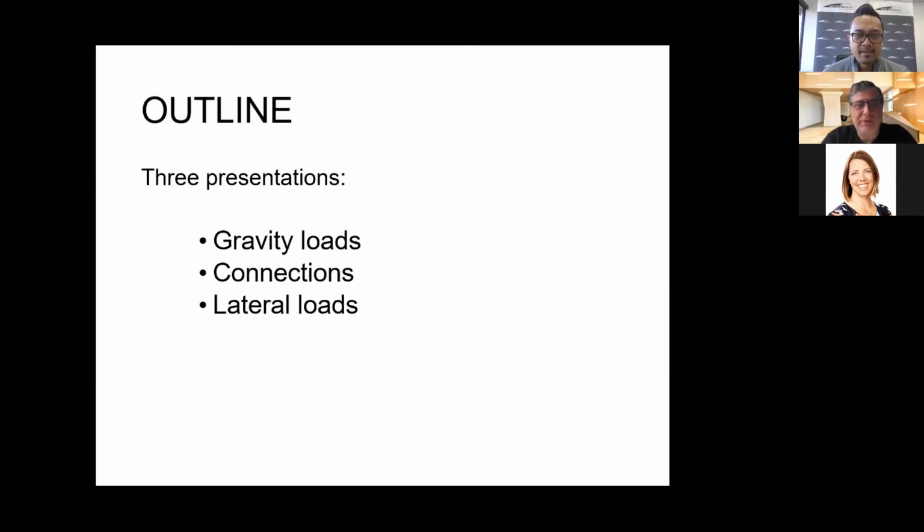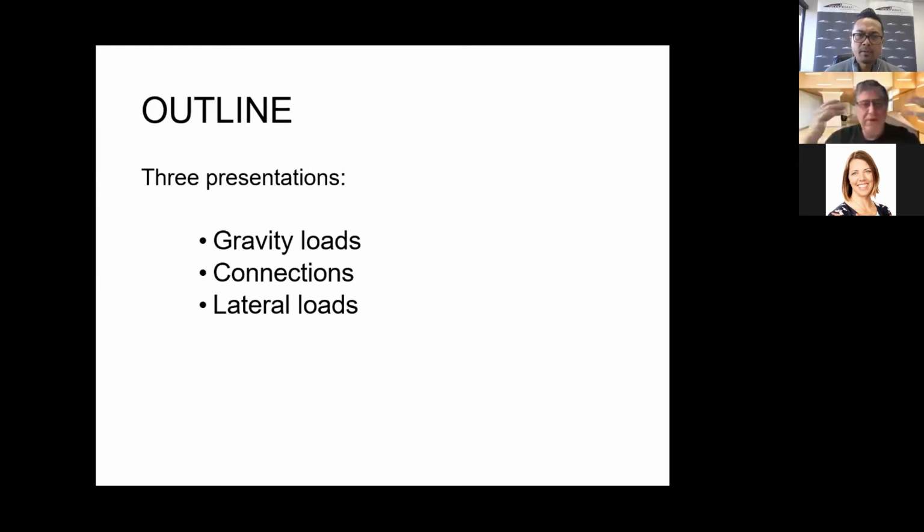So basically, what we'll be talking about is going to be 3 seminars. The first one is going to deal with gravity loads. The second one is going to deal with connections, and finally lateral loads. Now, gravity loads, we know a lot of information about this. We have a ton of information in the standard, so it's going to be essentially recounting what the codes and standards are telling us. Connection, it starts getting a little bit more complicated.